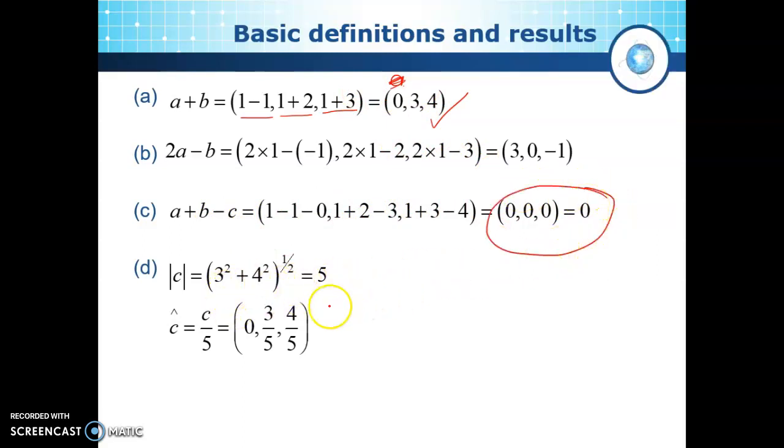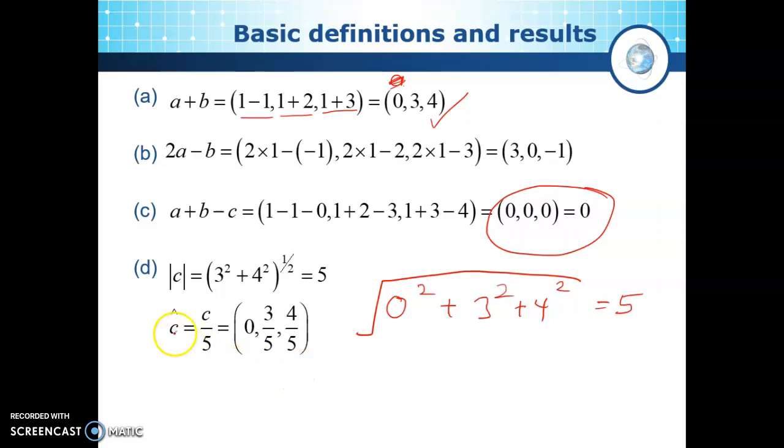So the magnitude of C can be defined by square root of 2 power of 2 plus 3 power of 2 plus 4 power of 2, right? Equals 5. So C is 0, 3, 4. So you just put 1 over the magnitude of C, which is 1 over 5. So you just multiply, okay, you get this one.